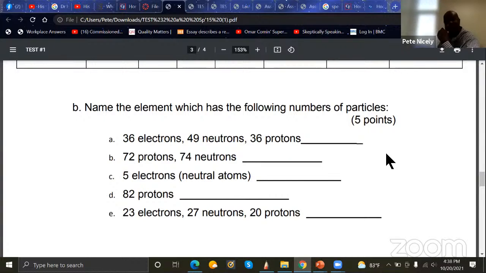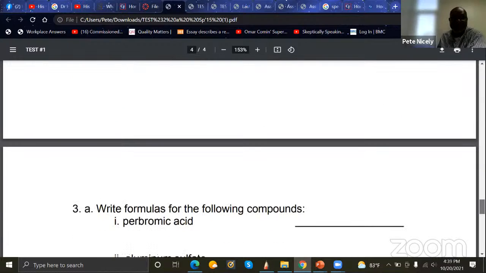Boron, very good. All right, and then the next one says 82 protons. So that gives you the atomic number directly. So which element has 82 protons? Lead, okay, very good. And then the last one says 23 electrons, 27 neutrons, and 20 protons. So that corresponds to which element? Calcium, very good. All right, so that's relatively easy. Let's move on to the next question.